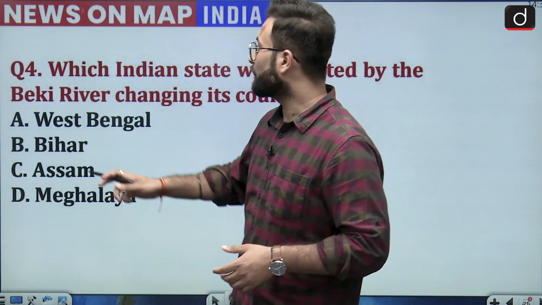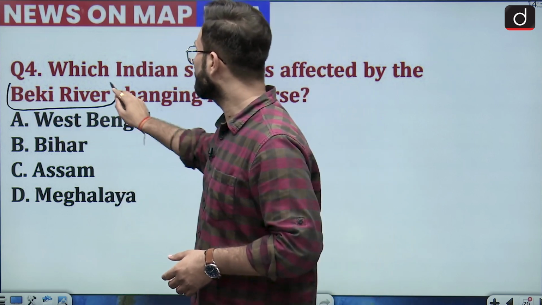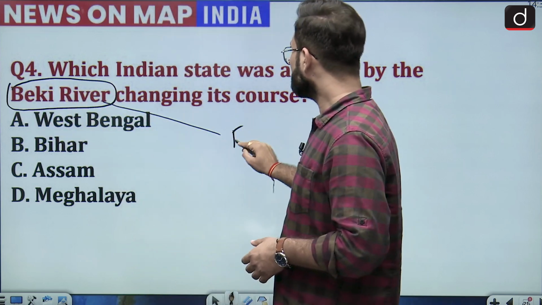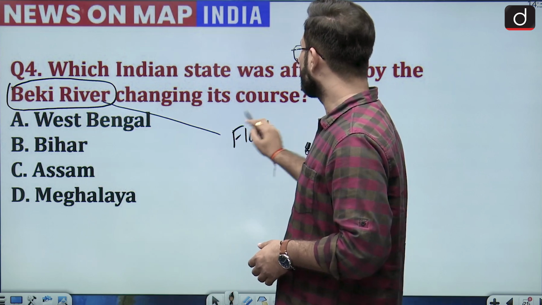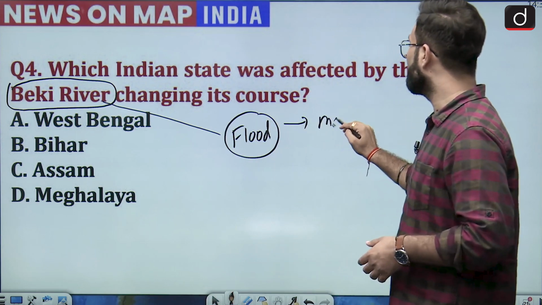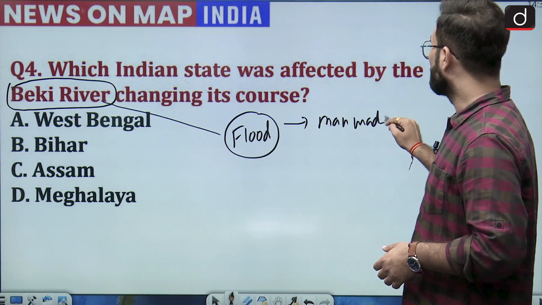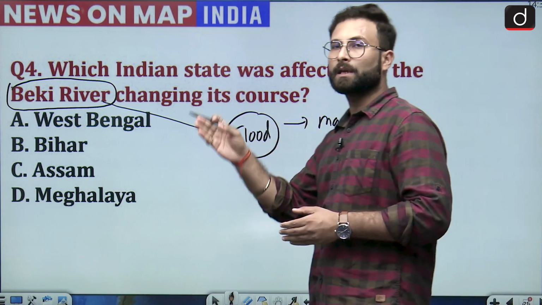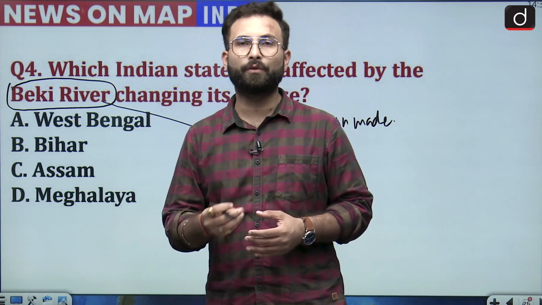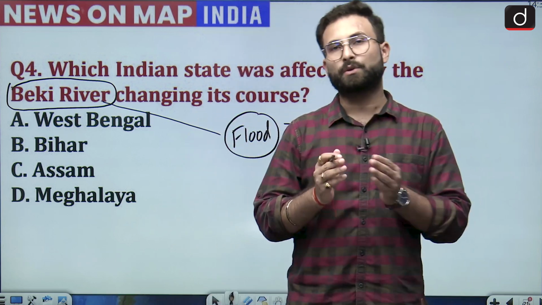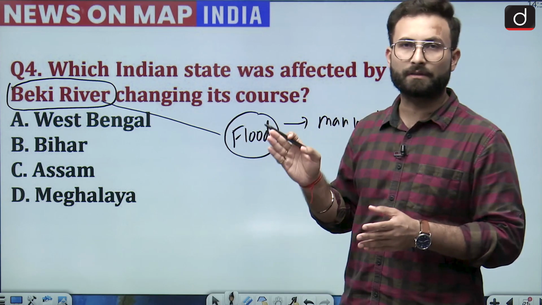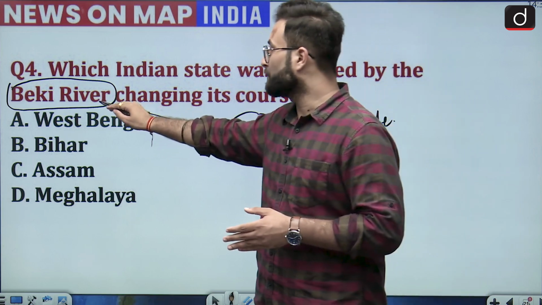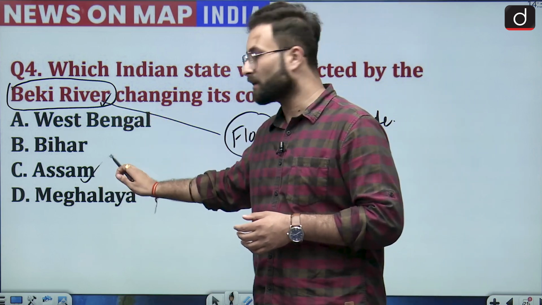Now, recently the Beki river was in the news because of floods, and these floods were related to man-made reasons. The second thing is that the Beki river is also known for the change in its course. Recently in Assam there were various floods, and one of them was related to this Beki river. Option C is the right answer over here.